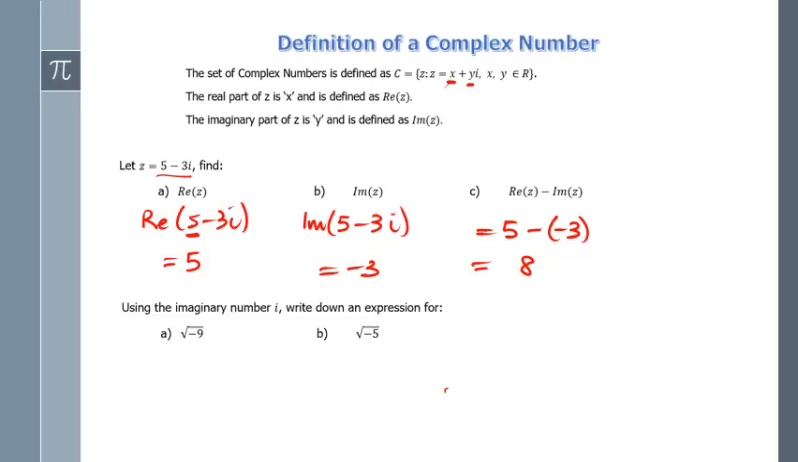Okay, if you recall, using the imaginary number i, write down an expression for root -9. We can write root -9 as being the square root of 9 times the square root of -1. We know what the square root of 9 is. We know that that's 3. The square root of -1 we know is i. So the square root of negative 9 is 3i. If I have square root of negative 5, that's the same as root 5 times the square root of negative 1. Root 5 we can't simplify, so we leave it as root 5. Negative 1 square rooted, we know is i by the definition.